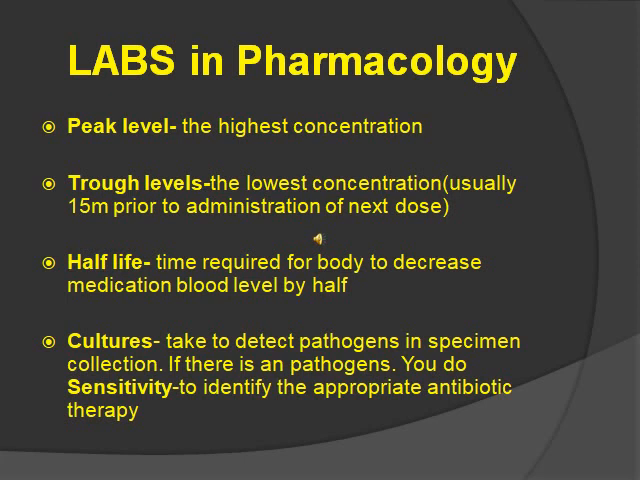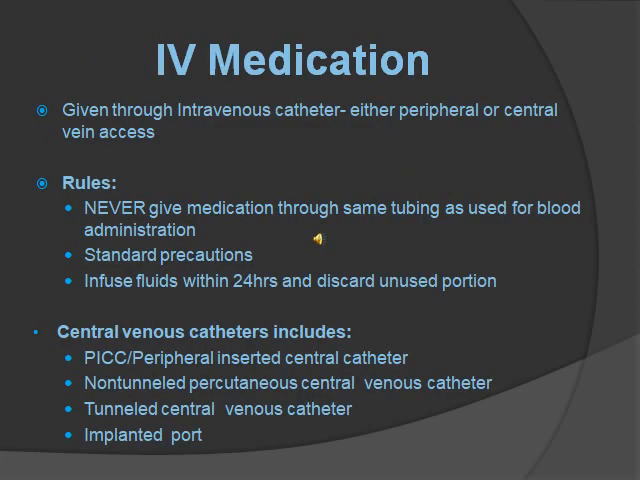IV medication. It is given through an intravenous catheter. It can either be a peripheral or central venous access. These are some rules. Never give medication through the same tubing as used for blood. And also you should have standard precautions, so you don't need sterile gloves or anything. You should infuse the fluids within 24 hours of obtaining it and discard unused portions. Just a side point, central venous catheters could include PICC, which is a peripherally inserted central catheter, or a non-tunneled percutaneous central venous catheter, or a tunneled or an implanted port.